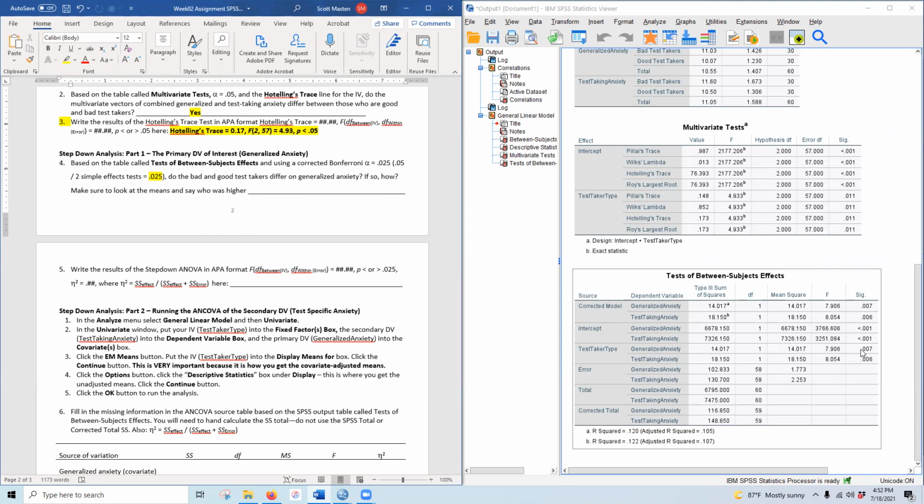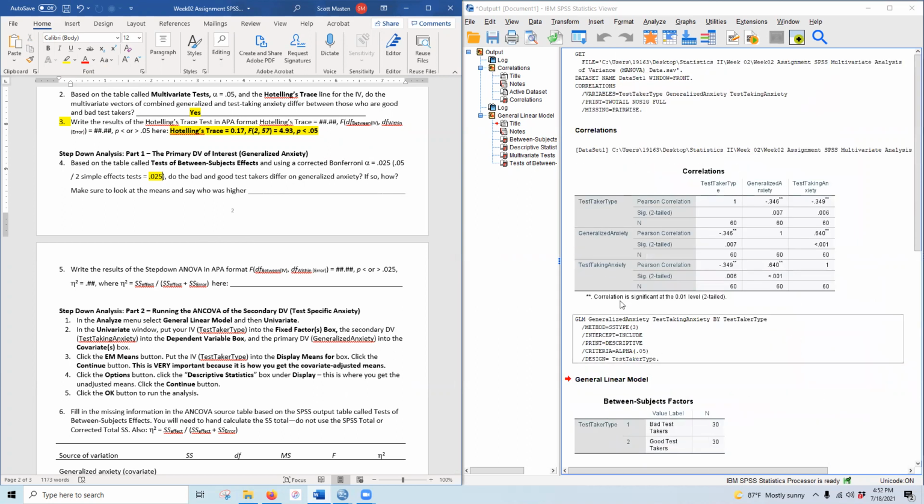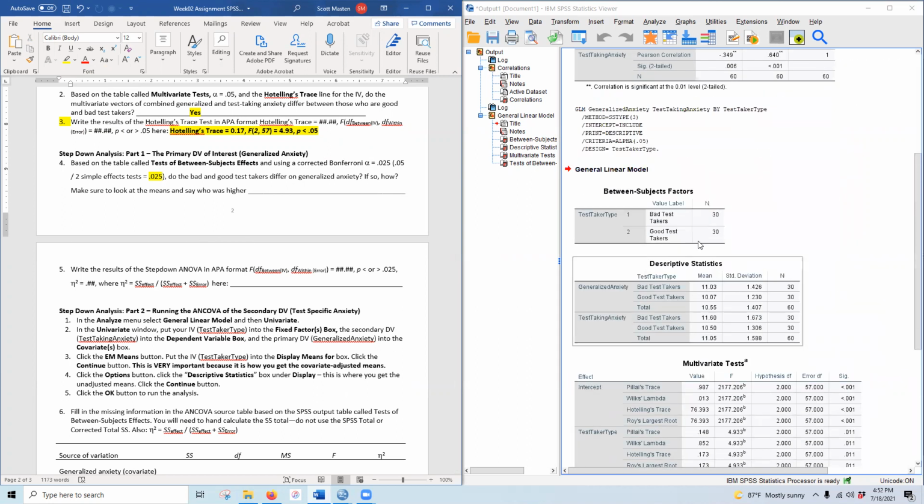Short answer is yes, that's less than 0.025. And so how do they differ? Well, we got to look at the means. So we've got right here, generalized anxiety, bad test takers are 11, good were 10. So bad test takers are higher on generalized anxiety. So that's what we got to write. Bad test takers are higher on generalized anxiety. Okay, hopefully that makes sense.